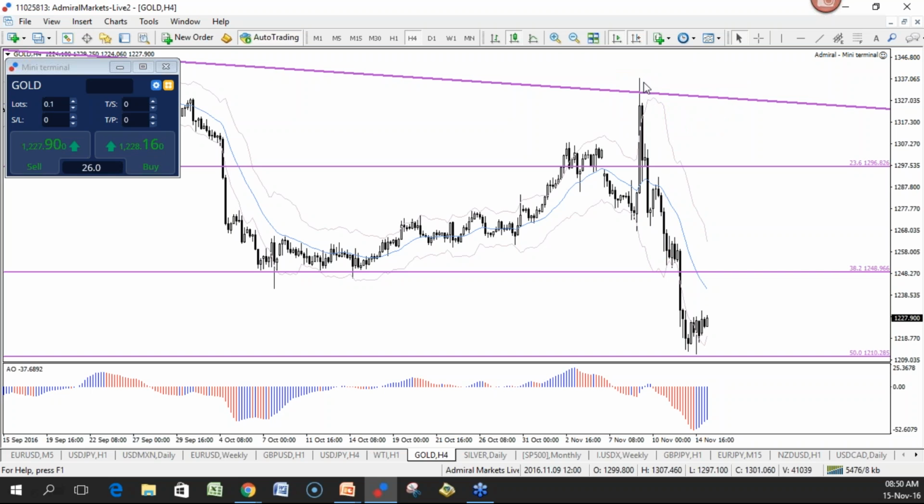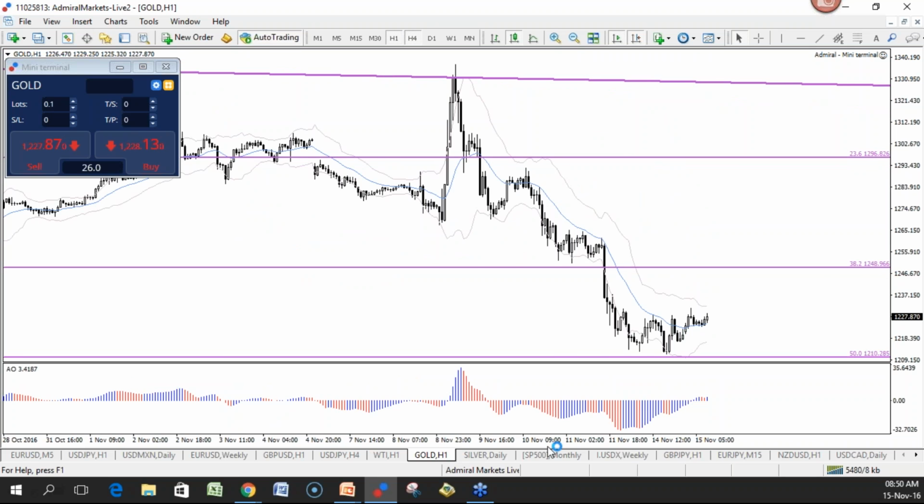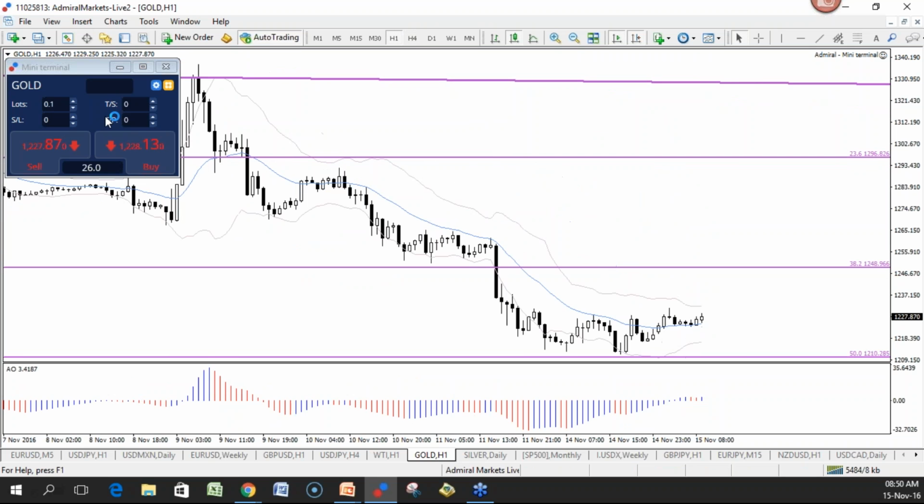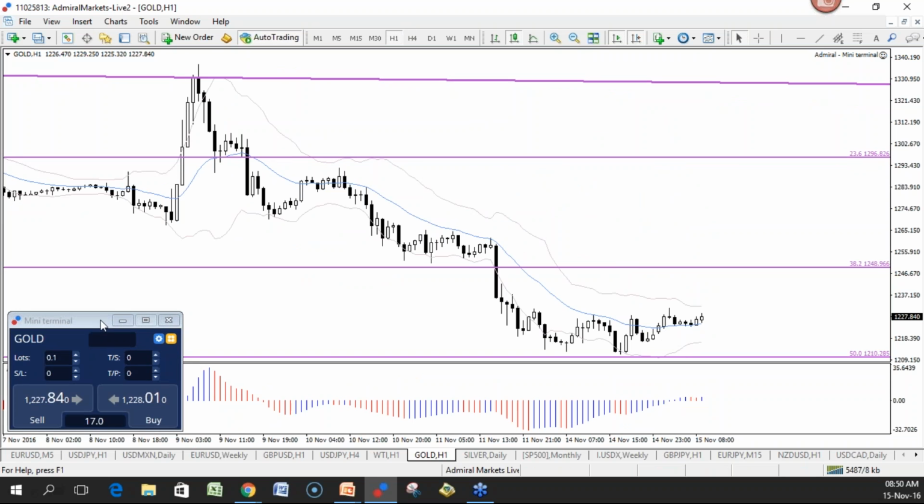Yeah, so anyhow, we had the strong momentum here. You can see it better probably on the hourly chart like this. There you go. And basically strong up, strong down.